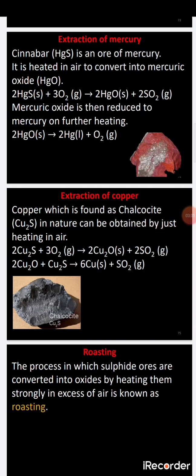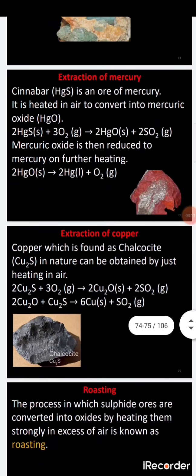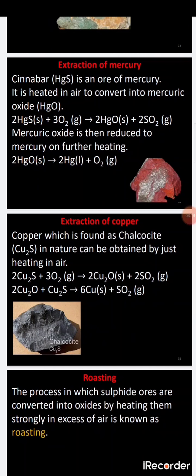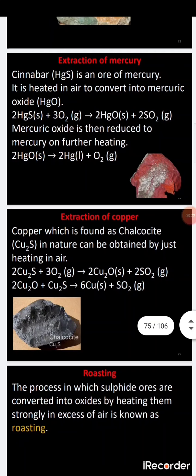So coming to the low activity series, first we'll discuss the extraction of mercury. Why are we discussing mercury and copper? Because, as already mentioned, in the low activity series the extraction can be done by the sulfide ore method. Sulfide ore means the roasting method can be used. So first we'll discuss the extraction of mercury.